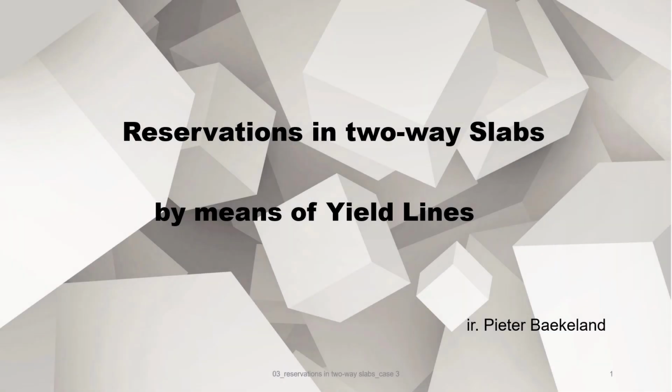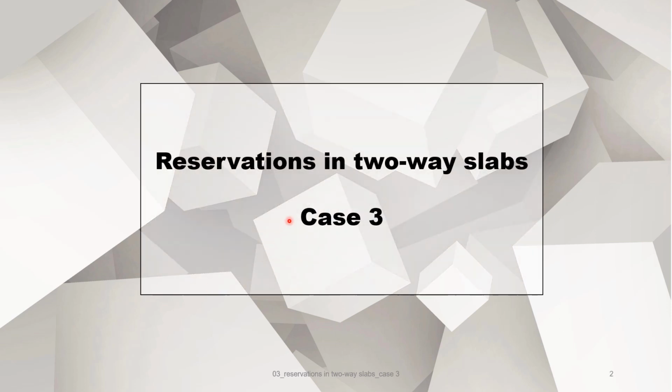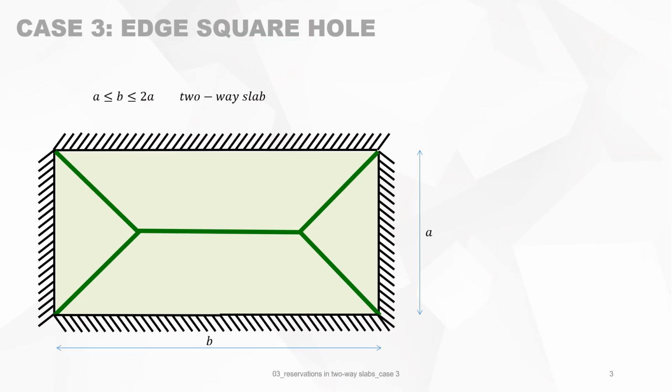This is the playlist about reservations in two-way slabs by means of yield lines. And in this video, we will deal with case 3 type of reservations. Suppose that we have a rectangular slab which is a two-way slab. That means that B, the dimension B, this one, must be between A and 2A.